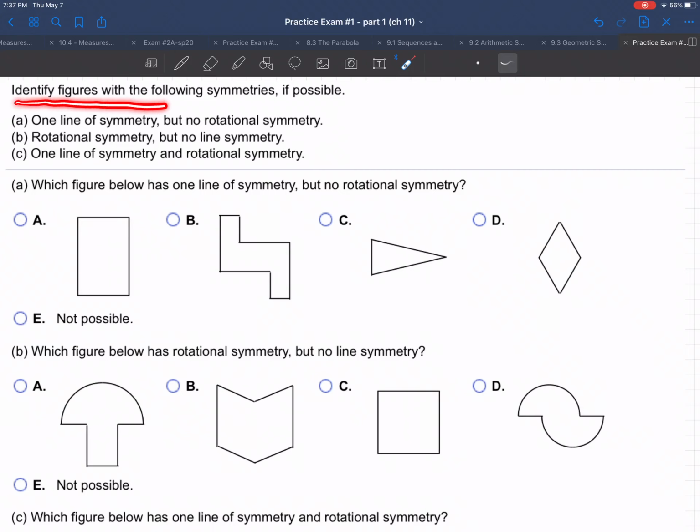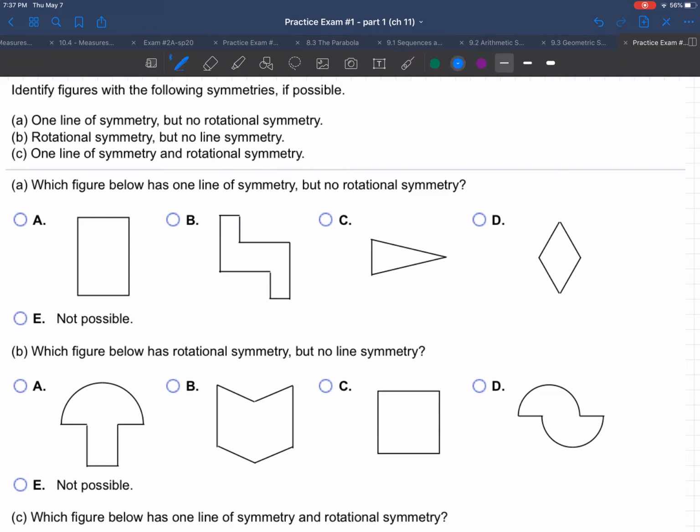Identify figures with the following symmetries, if possible. One line of symmetry, but no rotational symmetry. So in part A, which figure below has one line of symmetry, but no rotational symmetry?